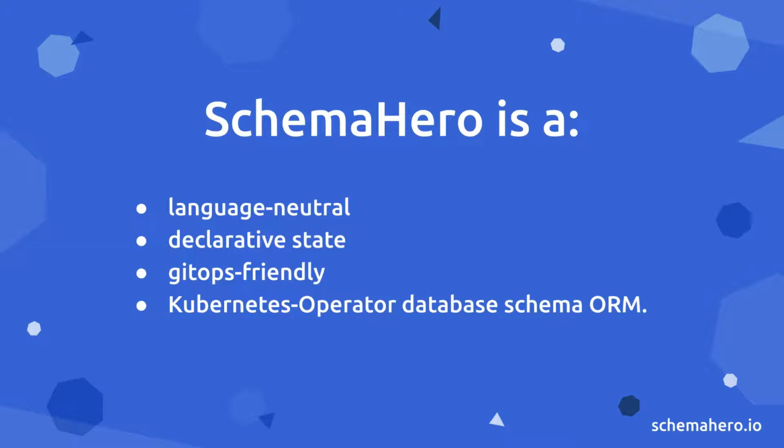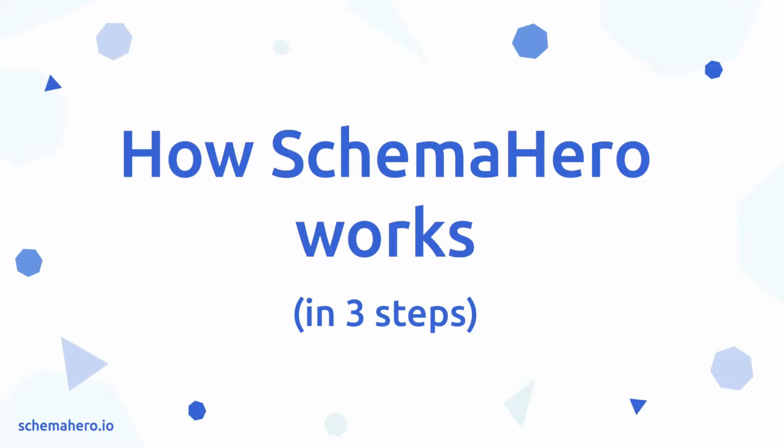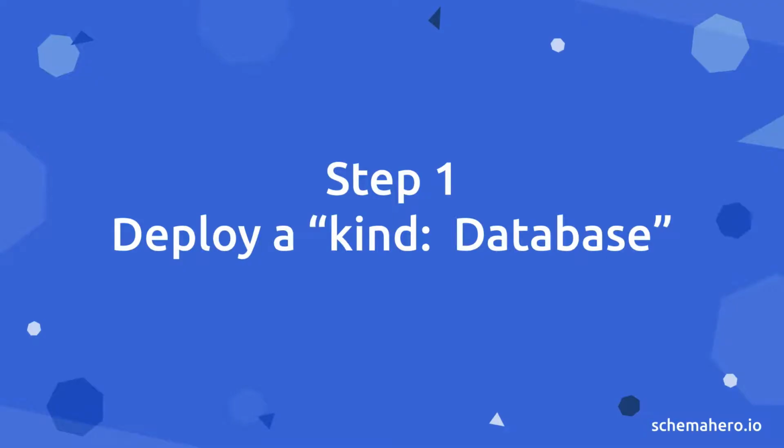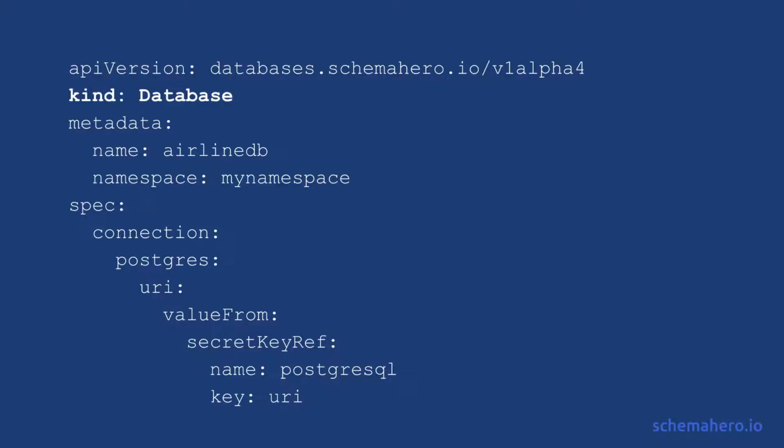SchemaHero is a tool specifically meant to manage the database schema, and it does it through a declarative state in a way that's GitOps friendly. How does SchemaHero work? It's pretty simple. It's a Kubernetes operator. The first step is that you want to deploy a kind database. So this is a Kubernetes custom resource. SchemaHero operator implements the reconcile loop for it. This kind database, you give it a name and you deploy it to a namespace.